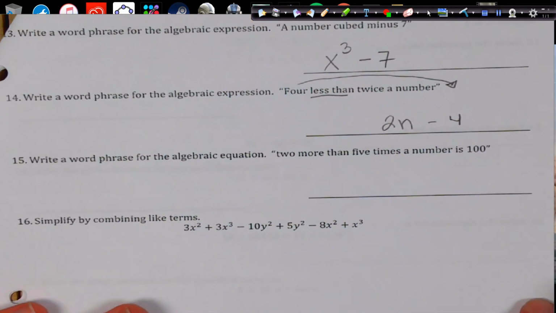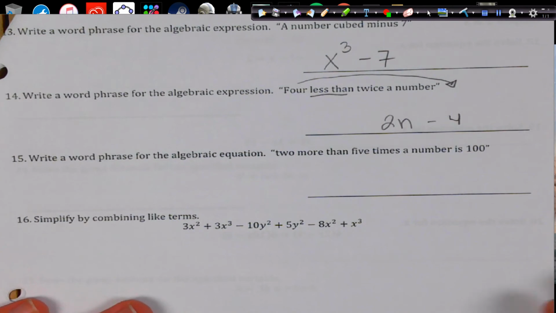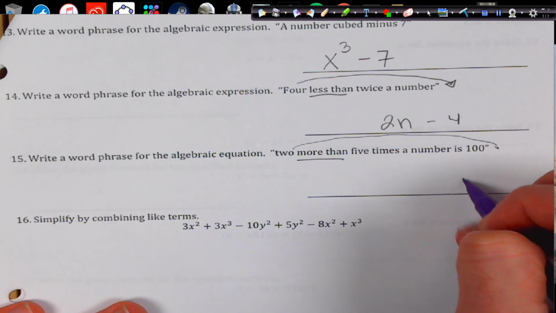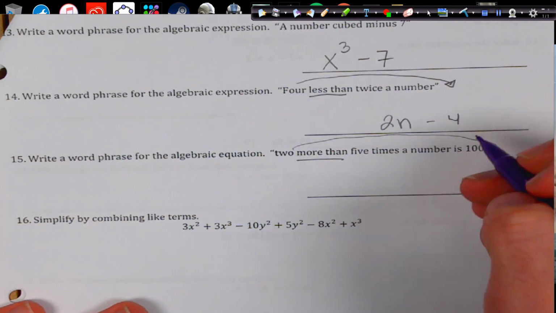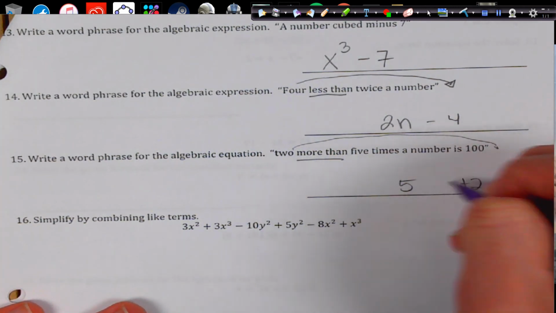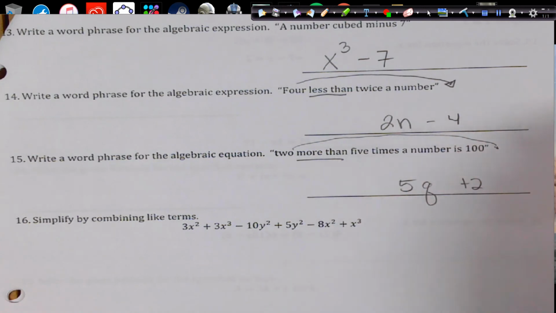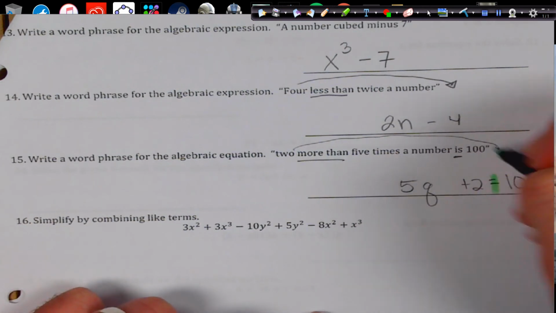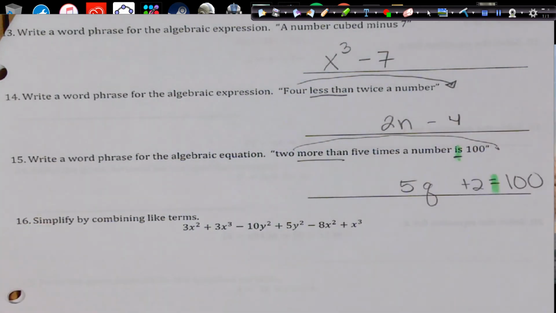Number 15, 2 more than. Now again, whenever you see the than, the 2 actually can go in the back. Then 5 times a number. So 5 times a number, let's use q, why not, is 100. Is equals, okay? So what is implied by "is" is an equal sign. So 5q plus 2 equals 100. I kind of had an awkward space there because I wasn't sure if there's anything else going.